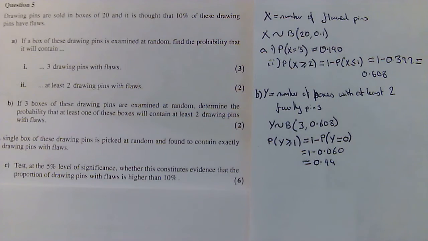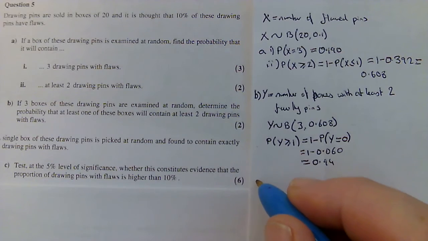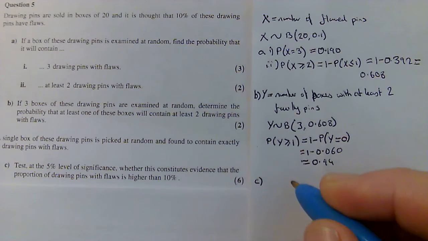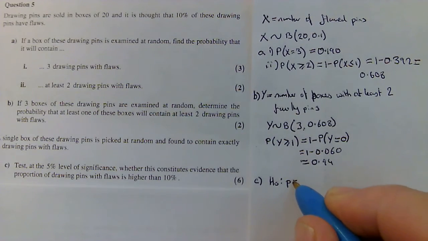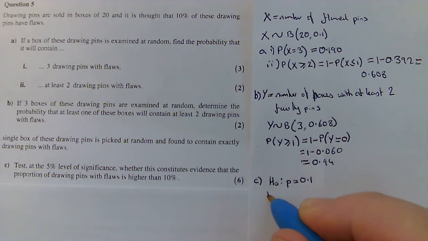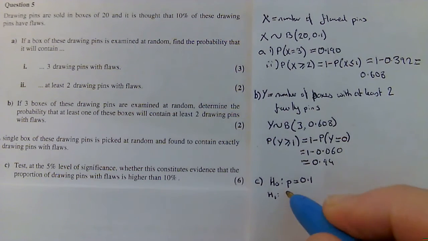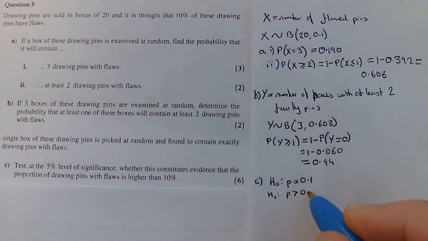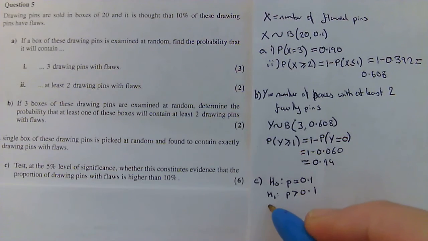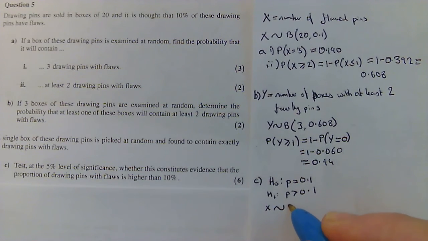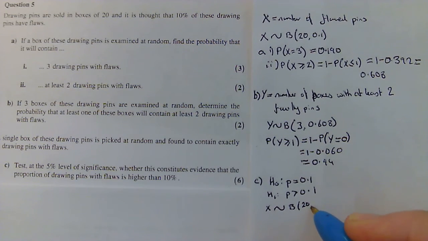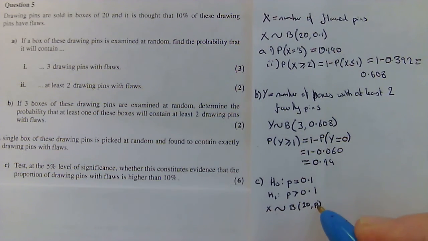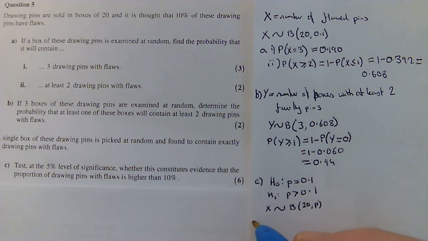So part C asks us to conduct a hypothesis test. So under my hypothesis test, under the null hypothesis, the probability is equal to 0.1. Under the alternative hypothesis, the probability is greater than 0.1. And we know that x is distributed binomially, 20, p. Notice I don't put in my value of p here because I'm testing that value of p.